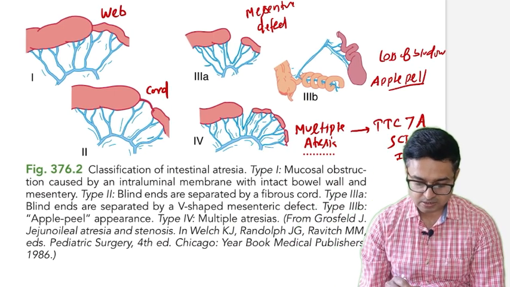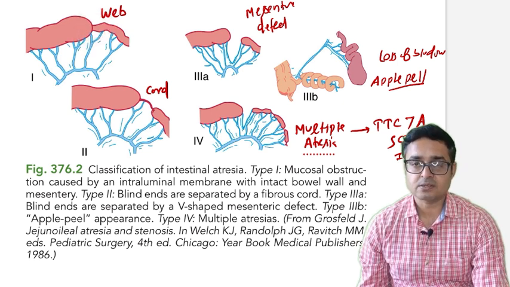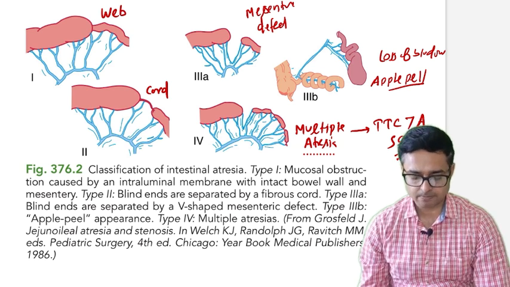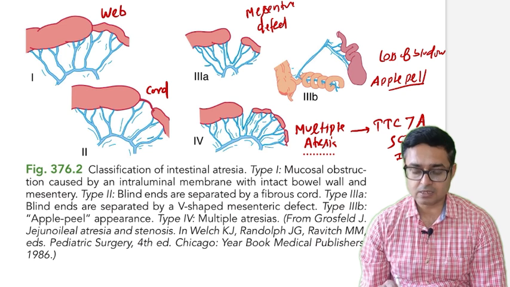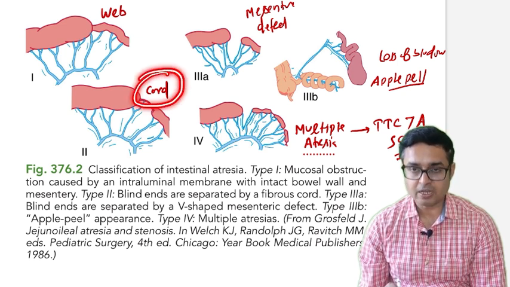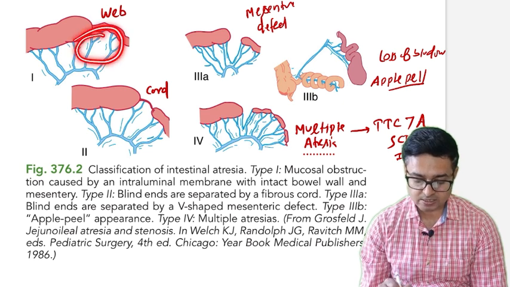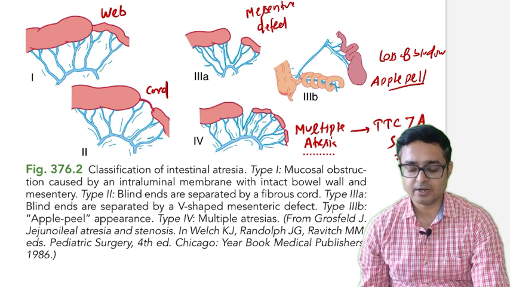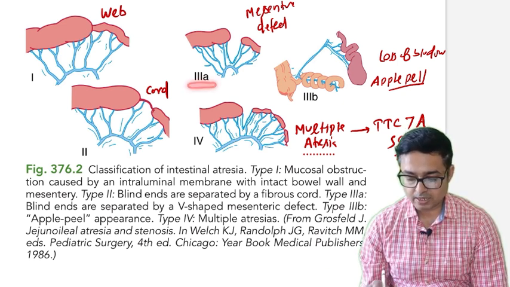In type 1, only a web is there, meaning two segments are connected, but just by a web. This is type 1, mucosal web. In type 2, two segments are separated and connected by a solid fibrous cord-like structure with the mesentery intact. As you can see, in both type 1 and type 2, no mesenteric defect is seen. We are coming to type 3. Type 3 has two variants, type 3A and type 3B.